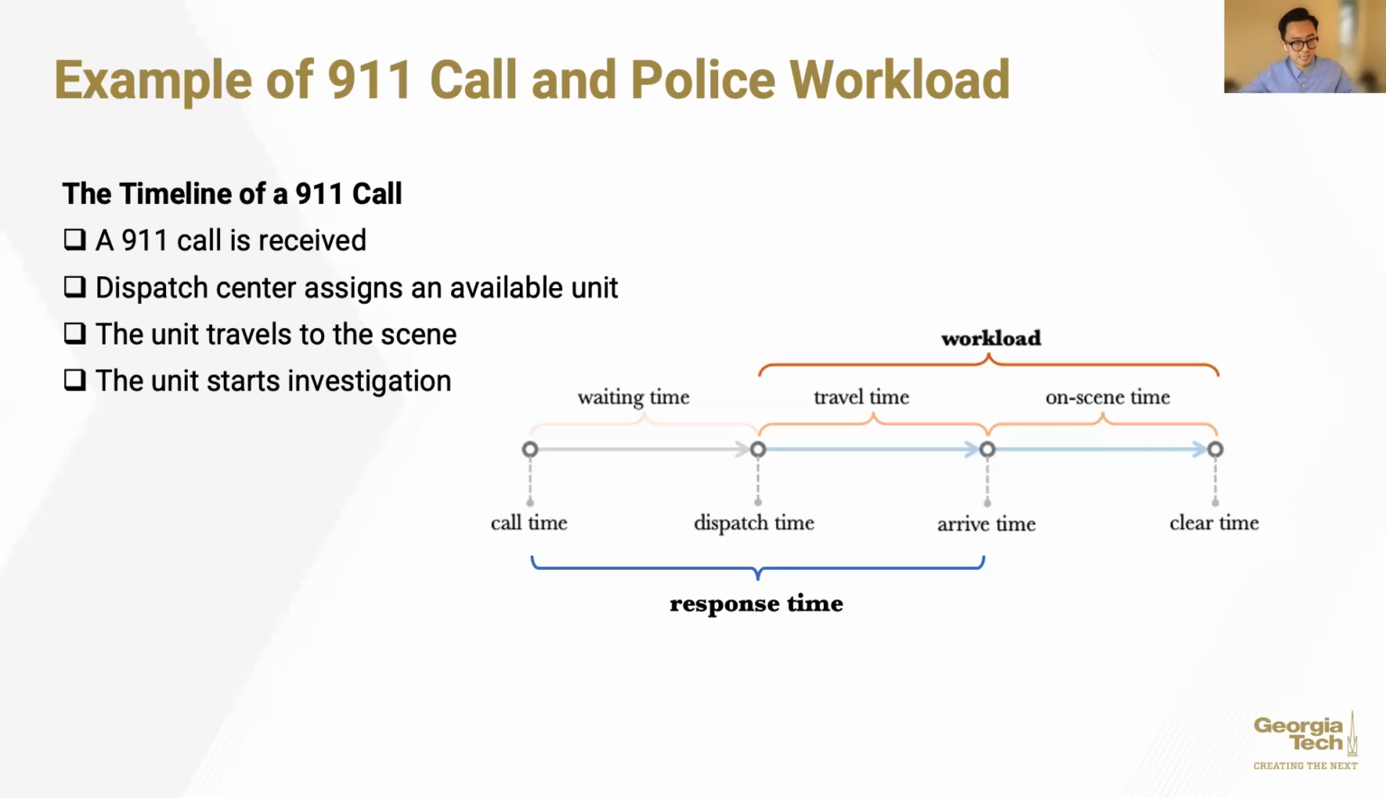When a 911 call, for example a traffic incident, comes in at a call time, a new incident record is created at the dispatch center, and the call location is also recorded. The operator assigns an officer to handle the call, and when the unit arrives at the scene, the officer can start the investigation. Once the police complete the investigation and clear the incident, the police report is closed and the clear time is recorded. The time interval it takes the police to process the call, between the dispatch time and the clear time, is usually called the police workload.